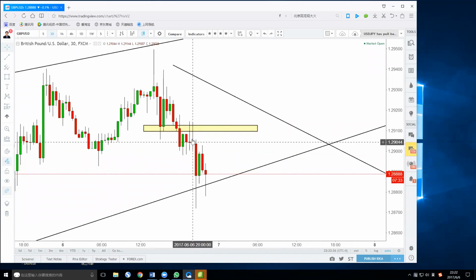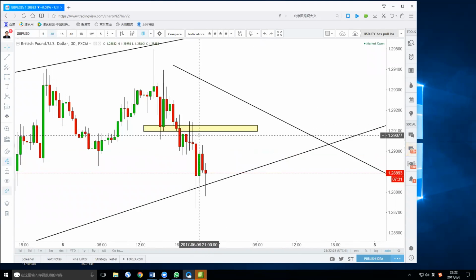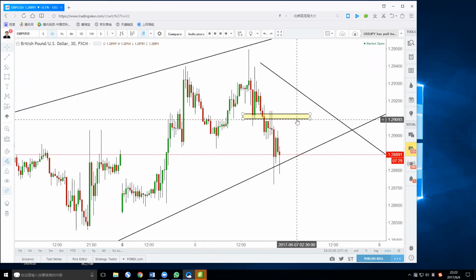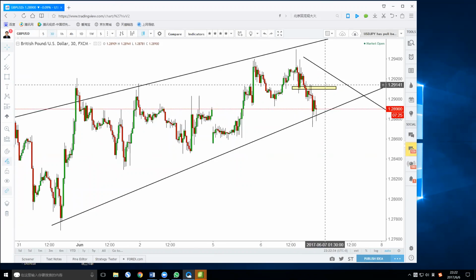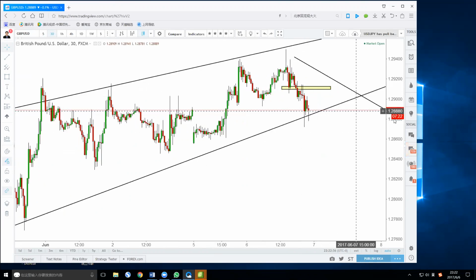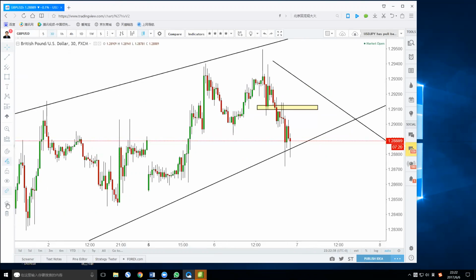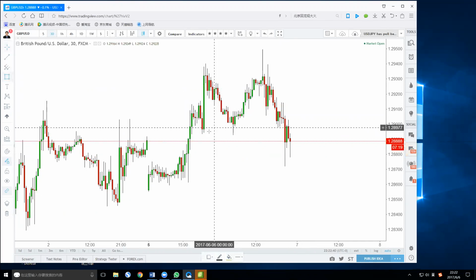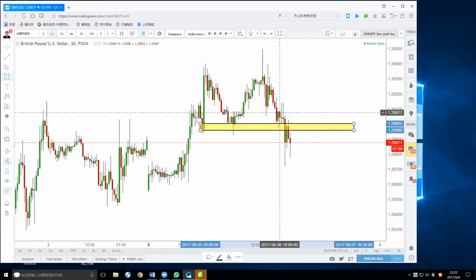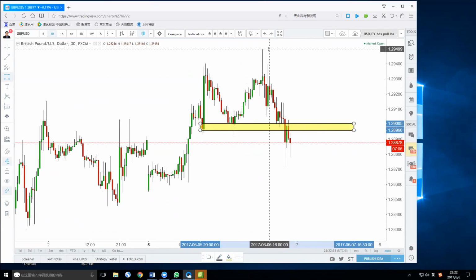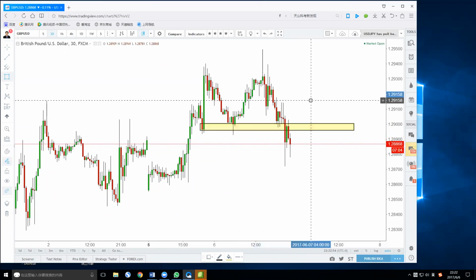Okay, so these two pin bars are your shorting opportunities, right? Of course, if the price goes up again and you see the price action, you can still sell, because right now 1.29 has become a resistance, right? You see the support here, breaks down, retests, and so 1.29 has become a very good resistance. So if you short 1.29, your stop loss should be above 1.2950.